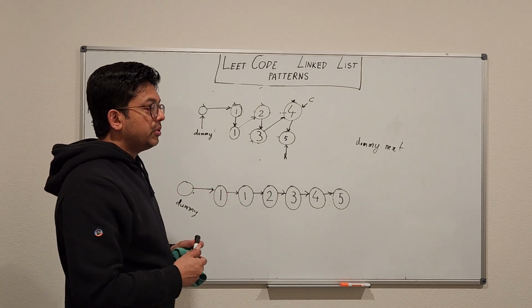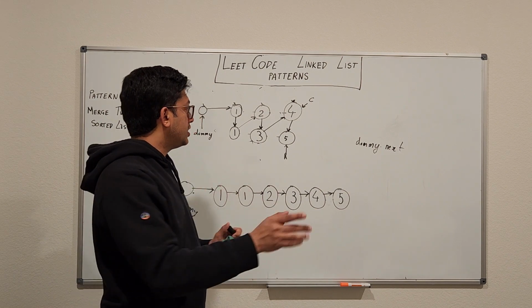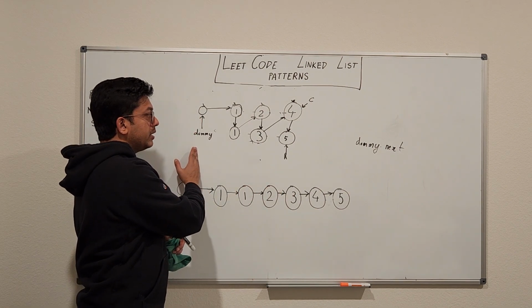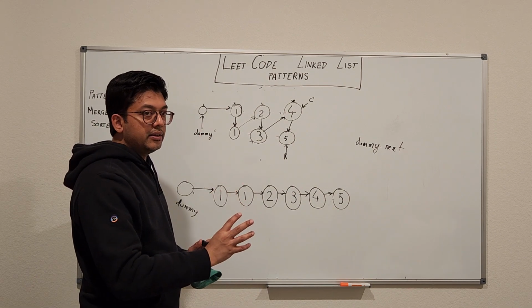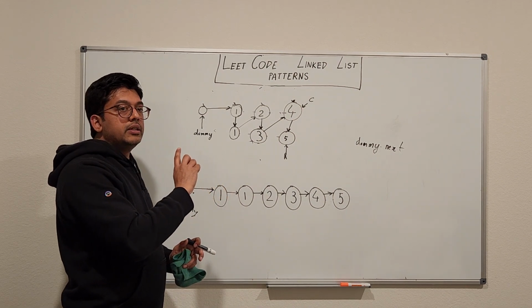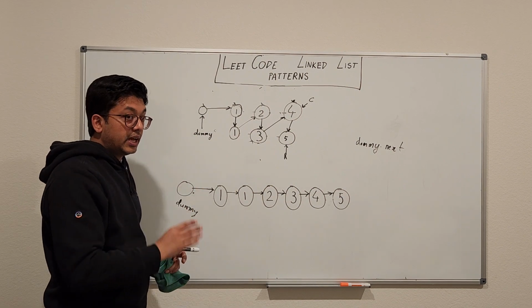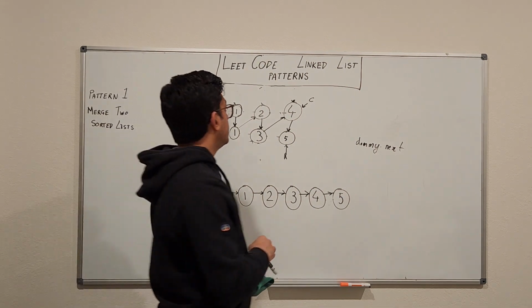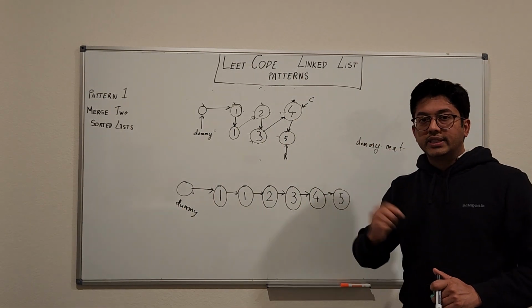An easy way to remember is anywhere you have to set and return a head, that is one place where you create a dummy pointer and return dummy.next. Just remember that much. If I have to return head, create a dummy pointer whose next points to the head and return dummy.next. And this only works for singly linked list, not for doubly linked list. So that was the first pattern. Now let me go to the second pattern.